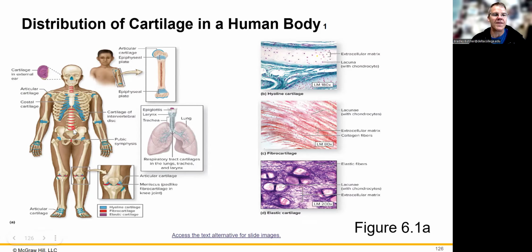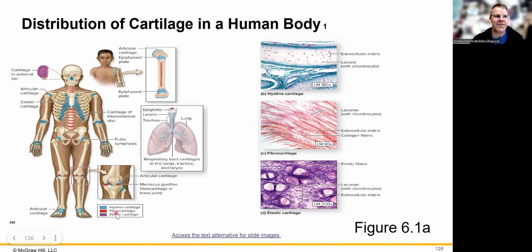Your vertebral discs, in between all of your vertebral bones, is cartilage in an intervertebral disc. You also have articular cartilage in your knee. You have this meniscus. Mine has been torn and repaired and cut out, leading to now no cushion in one of my knees. And so that's going to lead to some arthritis later on in my life, unfortunately.